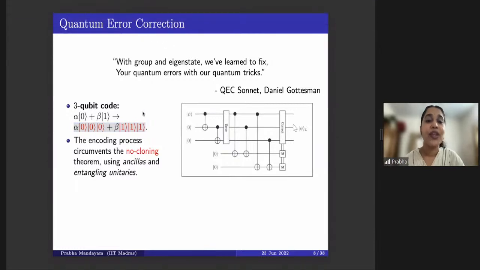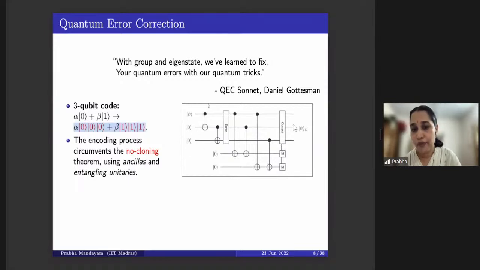So this is saying that you take a single qubit and now you represent that information in an entangled 3-qubit state. Okay. So this is basically what a quantum error correcting code is. Look at the circuit now. There is this state psi here. This psi is this arbitrary state alpha 0 plus beta 1. The other 2 zeros are the ancillary qubits.